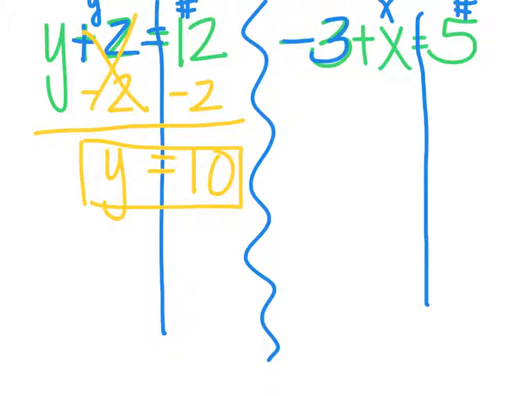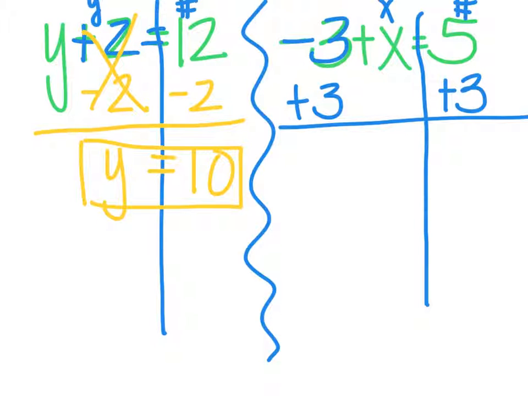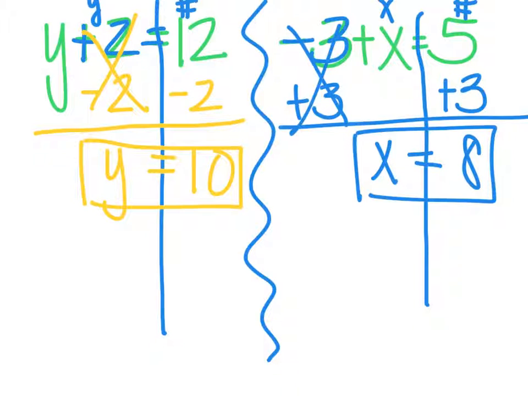So the opposite of minus 3 or negative 3 is plus 3. So I'm going to add 3 to both sides. Minus 3 plus 3 cancel. I'm left with x equals 5 plus 3 is 8. That's going to be my answer.